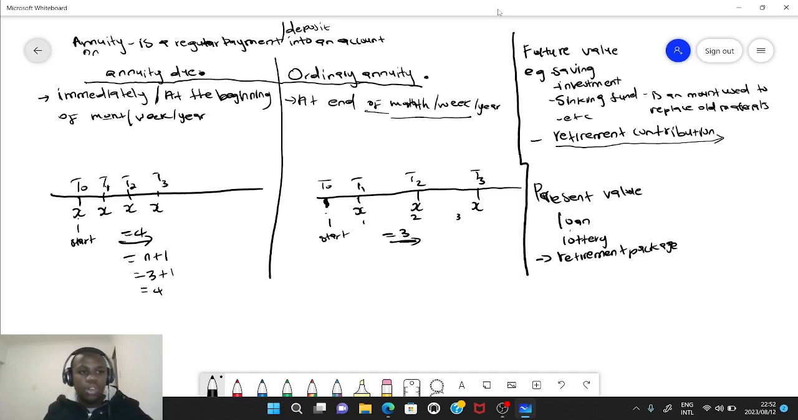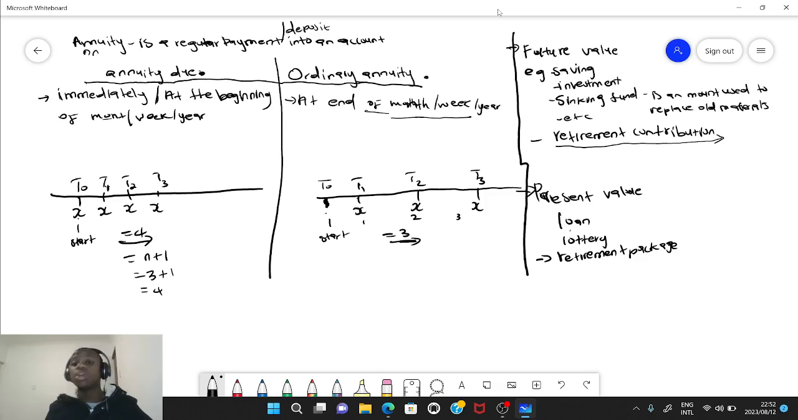Okay, I have a new page, right, where I wrote those equations, right? So the equation for future value and the present value, right? I want you to know that for future value we have savings, investment and sinking fund.